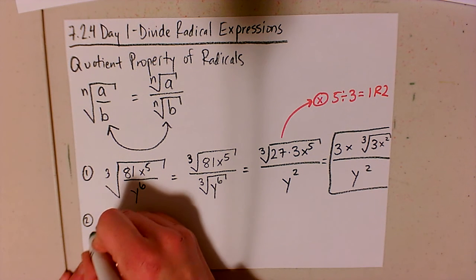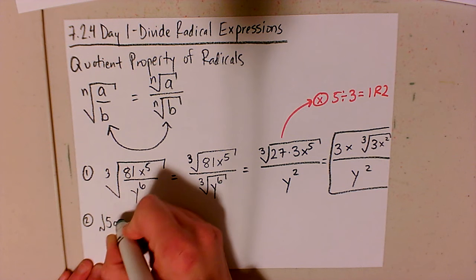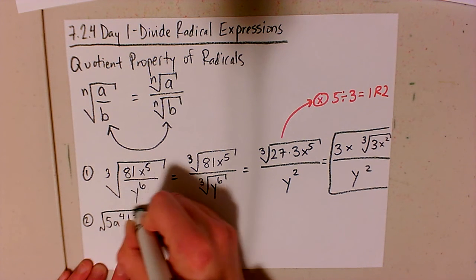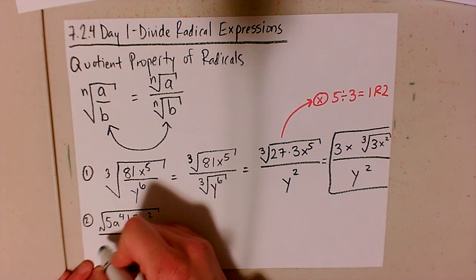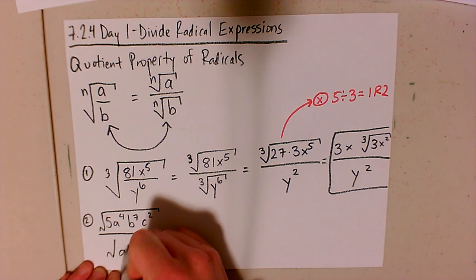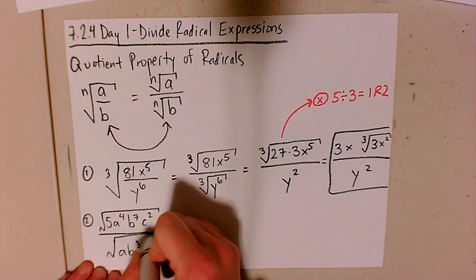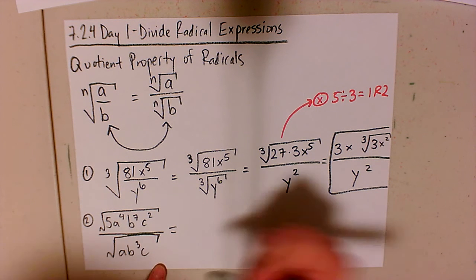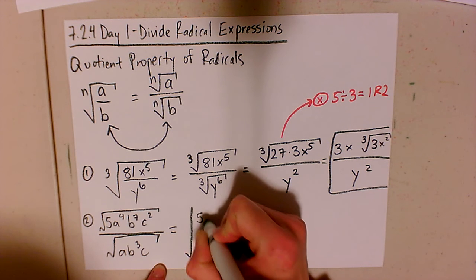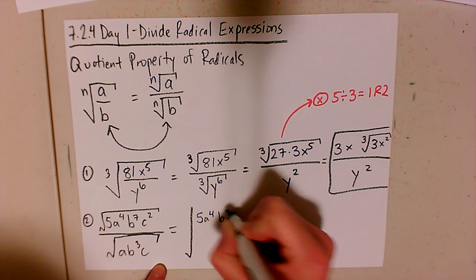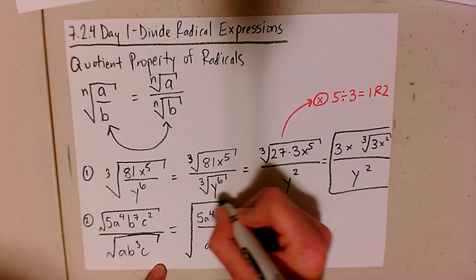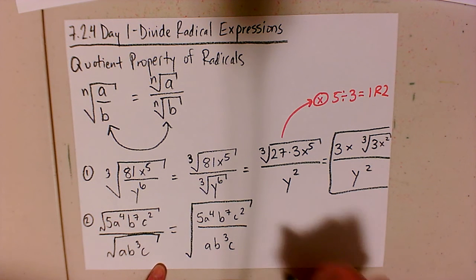So for number 2 in your examples, you have the square root of 5a to the 4th, b to the 7th, c squared, and this is all over the square root of a b cubed c. So in this case, it would be easier to have this as one fraction and simplify it as one fraction and then take our root. So I'm going to rewrite this as 5a to the 4th, b to the 7th, c squared, all over ab cubed c. So we turned it into one fraction under one radical.